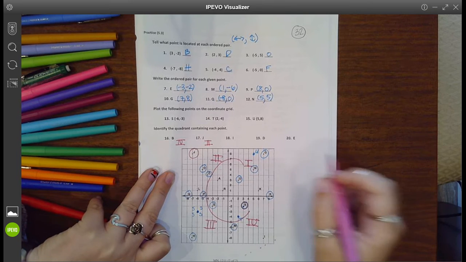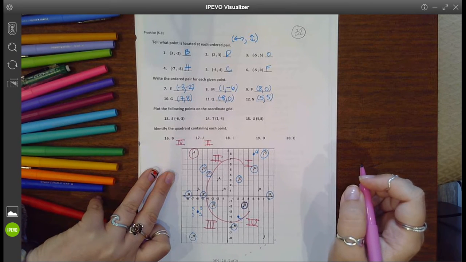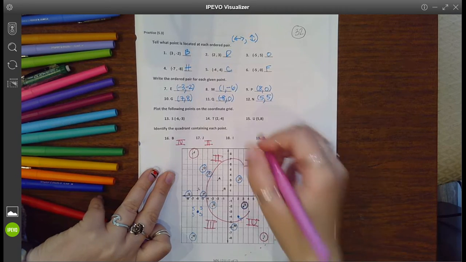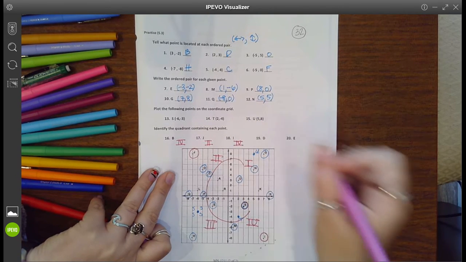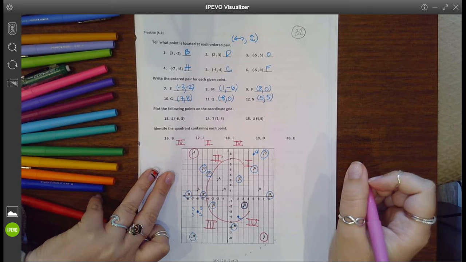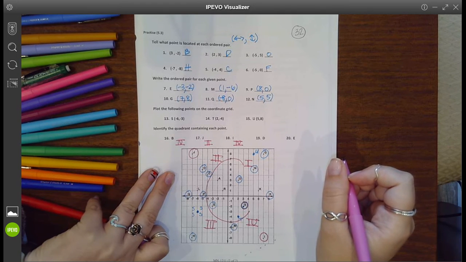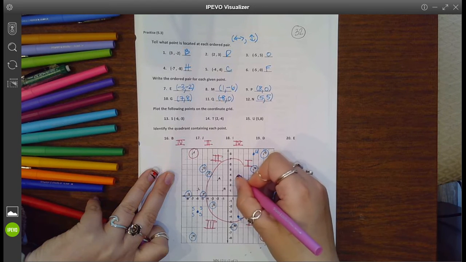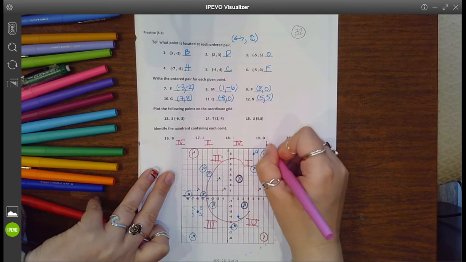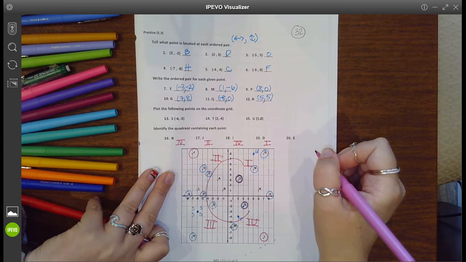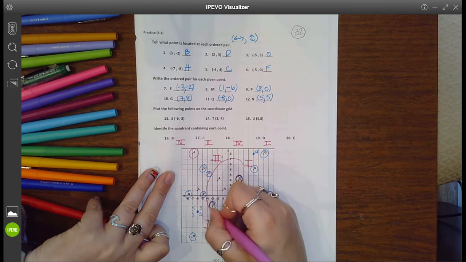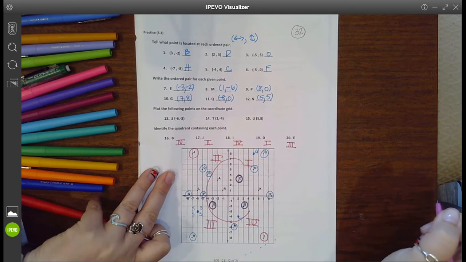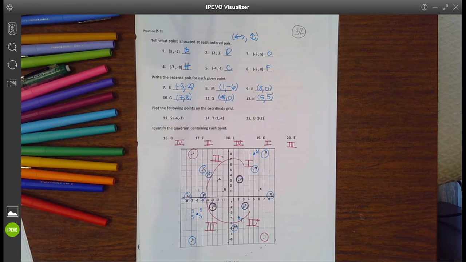I is down here. Which quadrant is that? 4. D, can you find the D? Oh, right there. That's in quadrant 1. And E is right there in that quadrant, which is quadrant 3. And that's all there is to it.